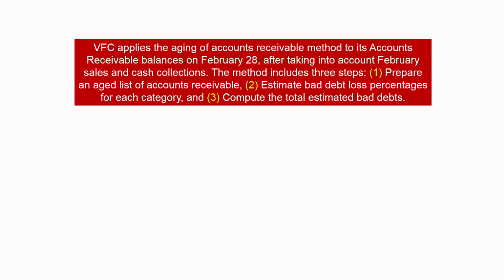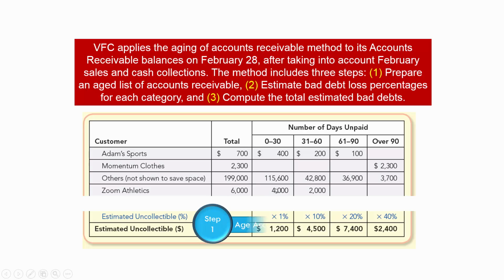So VFC then applies the aging of accounts receivable method to its balances after taking into account the sales and collections. So they go in and look at the end of the month and say our accounts receivable stands at this number, and then they put their accounts receivable in categories based on the time from the date when it should have been paid and it's now not paid.